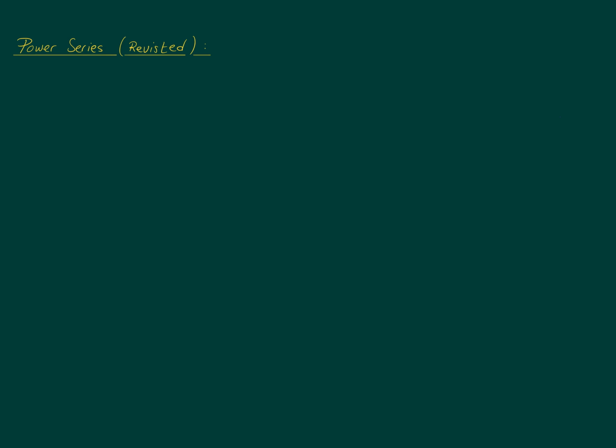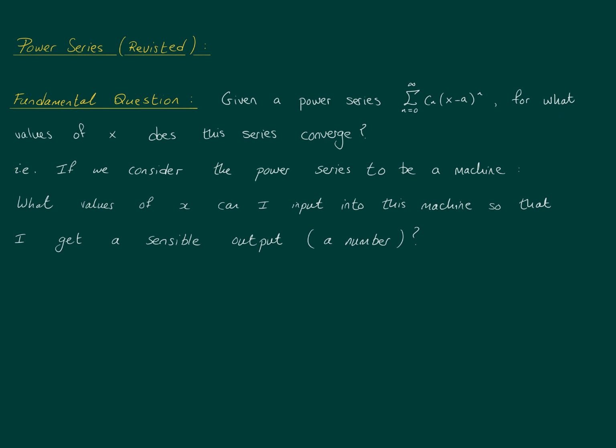Now that we've added the ratio and root test to our arsenal, let's return to the topic of power series, and in particular the fundamental question that I posed 2 lectures ago, which was, given a power series, sum Cn (x minus a) to the n, for what values of x does this series converge? I.e., if we consider the power series to be a machine, what values of x can I input into this machine so that I get a sensible output, i.e.